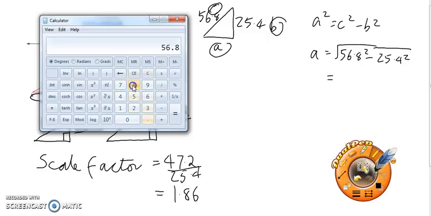So 56.8 squared take 25.4 squared equals, I think we want that one. And we get 50.8.